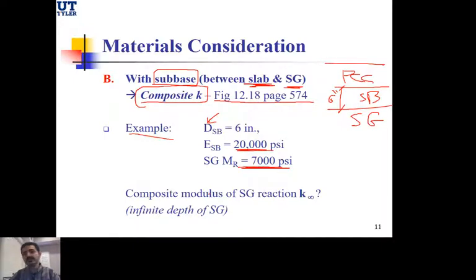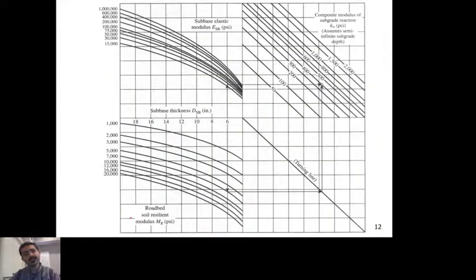We now need to obtain the composite modulus of subgrade reaction. Sometimes we call it K infinity simply because now we're having two layers instead of one, and especially if we're having an infinite depth of the subgrade, meaning that the bedrock is far away down, and we're not considering the rigid foundation here. So once we have those three numbers, 6 inches, 20,000 psi, and 7,000 psi for the subgrade, we can go to this interesting figure here.